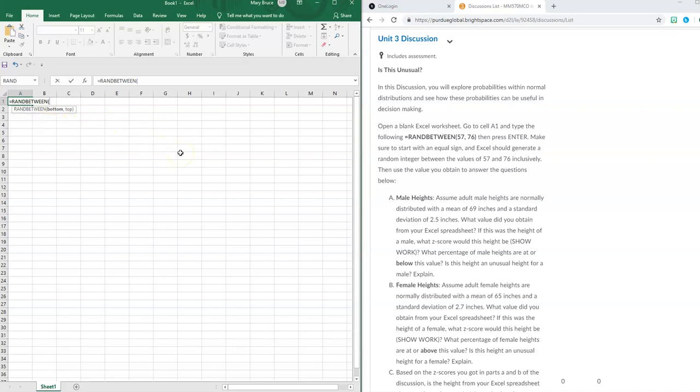And then what we want is to generate a random value between the numbers 57 and 76. So I've got the parentheses already open. I'm doing 57 comma 76, close parentheses, and then press enter. And my number was 68. Whatever you get, you're going to share with us. Now, because I do not want to work out the actual discussion question, I'm going to leave that up to y'all in the discussion this week. I just wanted to show the Excel screen to show you how to generate the value in case you had trouble with that.